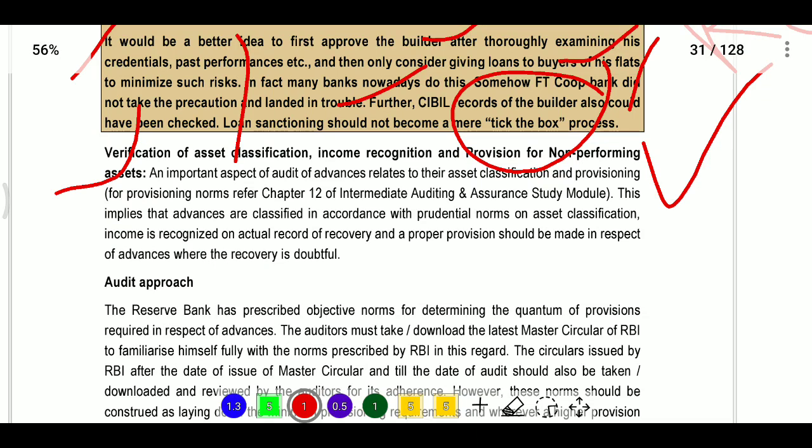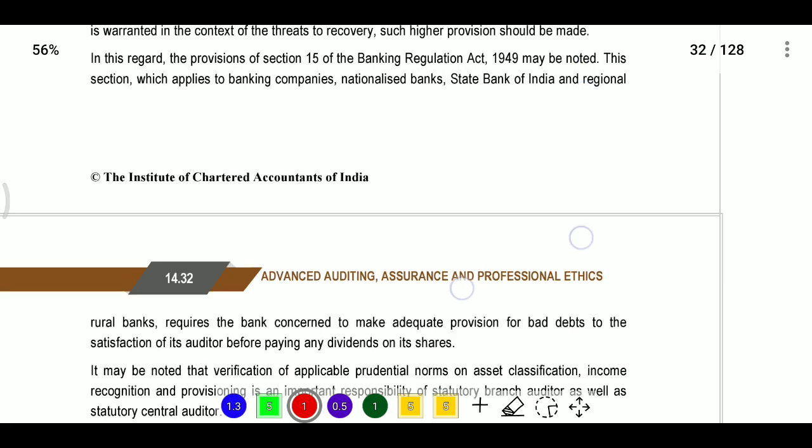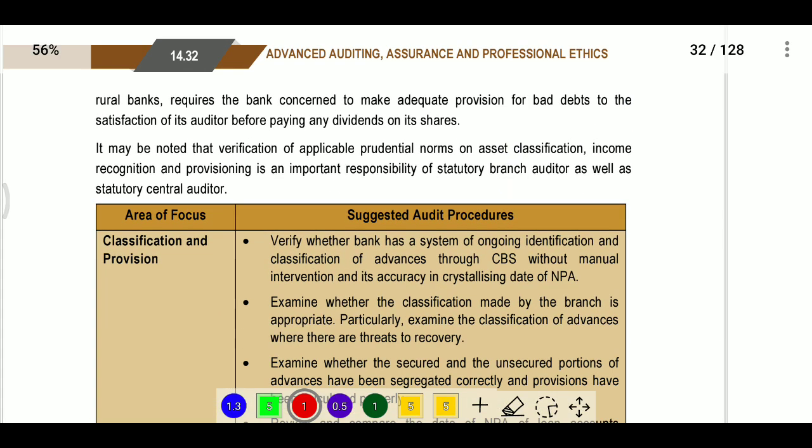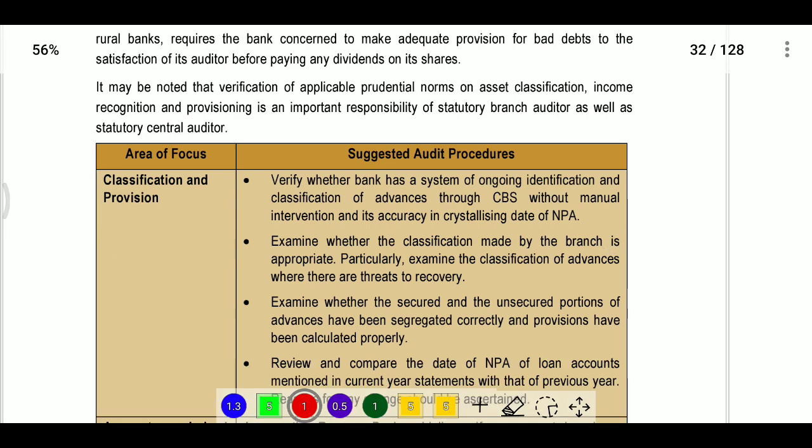Hello everybody, in this video we are going to discuss audit of bank audit, CA Final course. In the last video we started some topics and completed some topics. Now, how can we verify various classifications, income recognition, or provisions of NPA in bank audit?